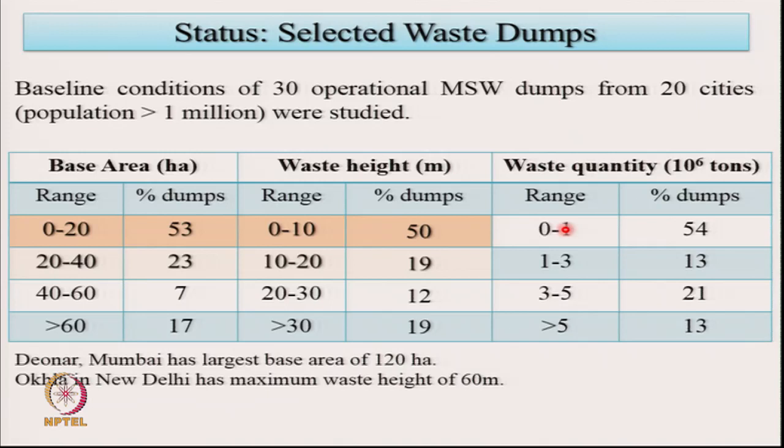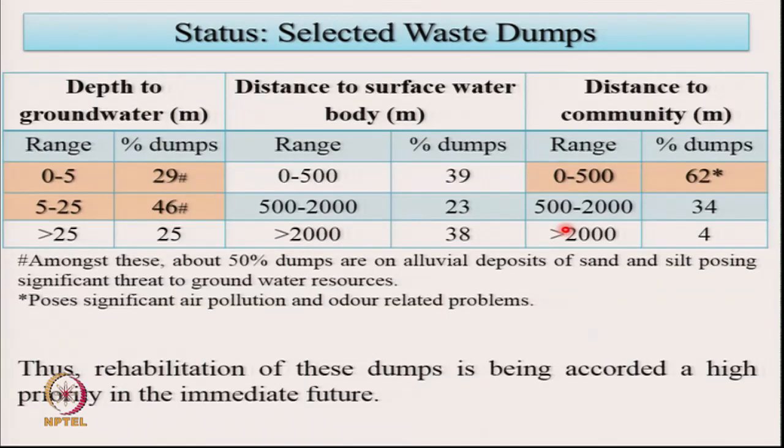So how bad are they in terms of environmental impact? The question is, how close are they to the groundwater? In 29% of the dumps, the groundwater is between 0 to 5 meters below the ground surface. That's pretty bad. But in many dumps, the range is 5 to 25 meters, and in others, more than 25 meters. Distance to surface water body, typically within 500 meters, if you recall, that's the buffer zone.